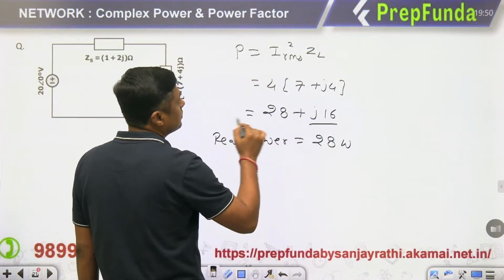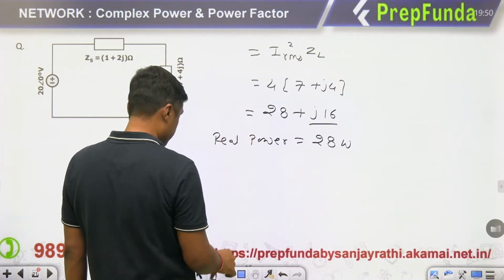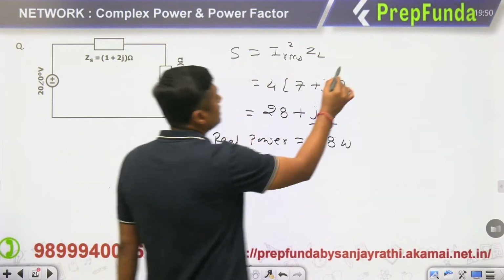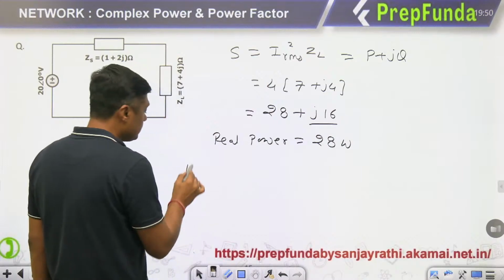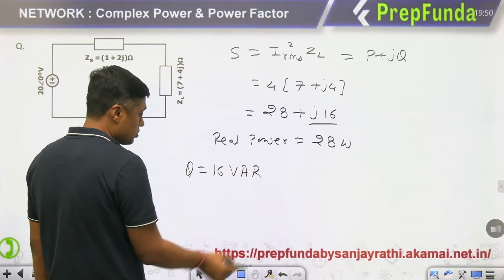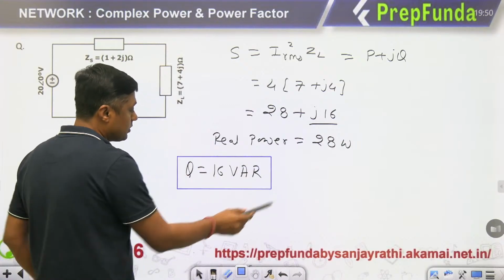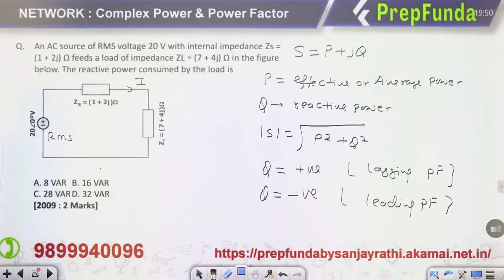S is P plus JQ. What is the Q here? 16. What is the unit? VAR. This is called volt ampere reactive power. That is asked in the question. So which answer is correct? B for Bombay.